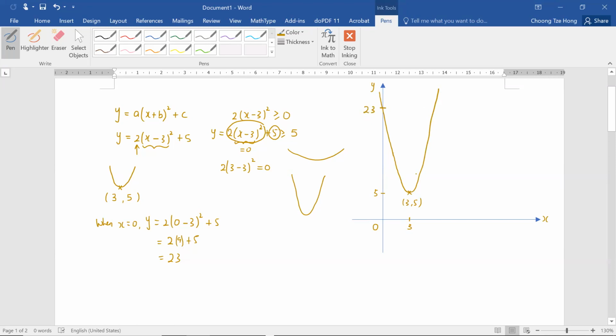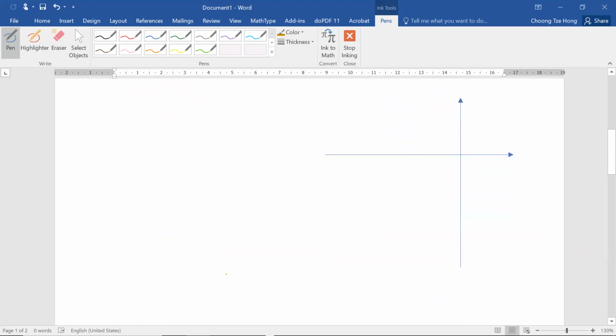Let's try one where a is negative. Let's label the axes first. Let's say we have y equals negative 2 instead. So when a is negative, this is the a value, then it will be a sad face graph. A sad face graph will have a maximum point.